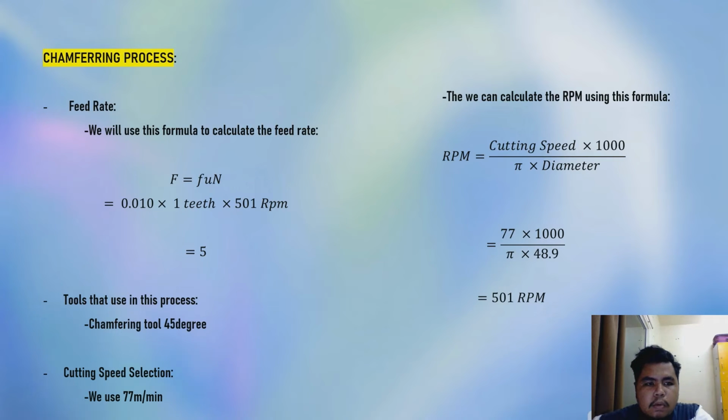Last but not least, for the chamfering process, we use chamfering tools 45 degree, and for the cutting speed we choose 77 meters per minute. Then we can get the RPM and also feed rate when we put all the information into the formula. That's all for me.